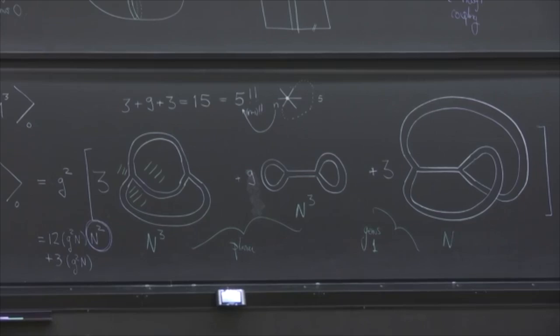And the pattern is that we get N squared times some function of the 't Hooft coupling, plus N to the 0 times some other function of the 't Hooft coupling, plus dot dot dot, where this would be planar and these guys would be genus 1.